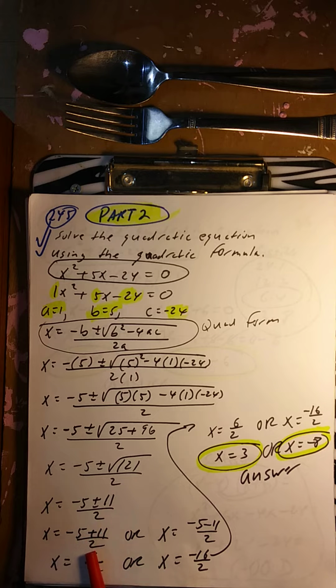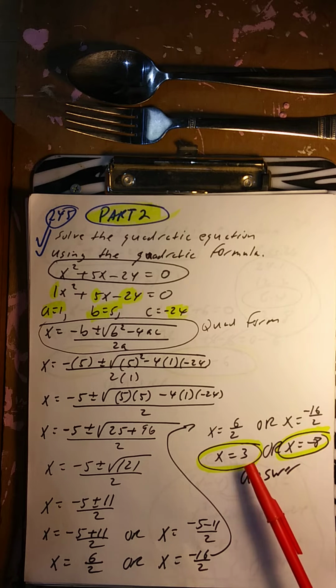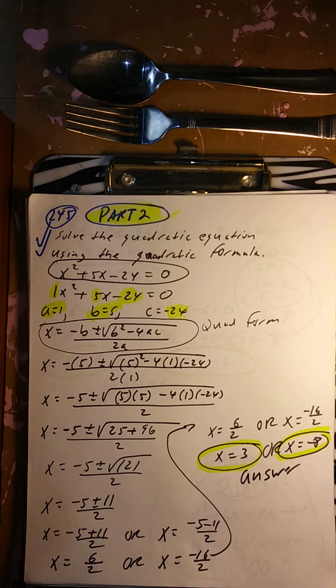So negative 5 plus 11 over 2. Negative 5 minus 11 over 2. This is going to give you 6 over 2. This is going to give you negative 16 over 2. If you divide those numbers, you're going to get what? 3 and negative 8. Same as before.